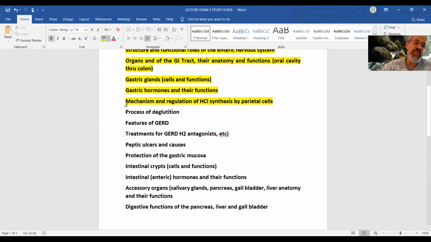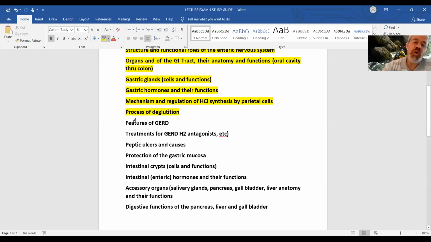A couple of different processes. One of the processes that we spoke about was deglutition, and of course that occurs way back between the oral cavity and the esophagus. Remember that there are 3 phases. You should know what occurs in each phase, the buccal phase and so on.